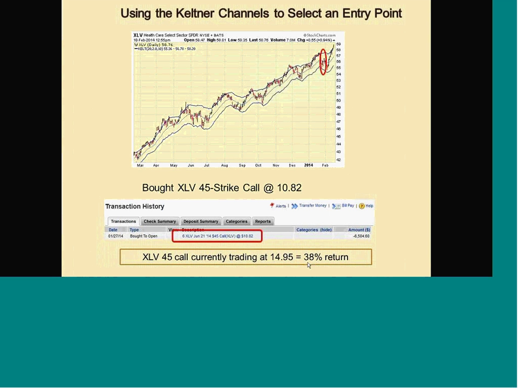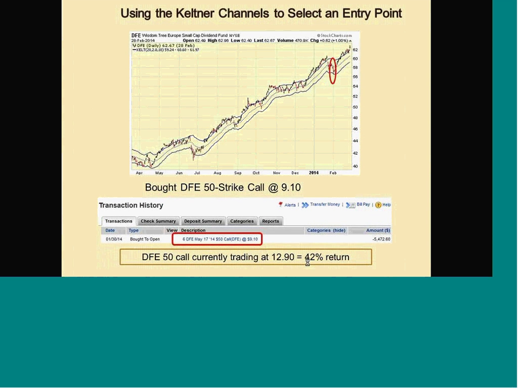And again, this has made a huge move. And the question is, where do you want to enter this after such a big move? And again, on January 30th, the ETF traded towards that lower Keltner channel, became oversold, and I bought 6 of the May 50 strike calls right here. And again, this rallied after my buy point.